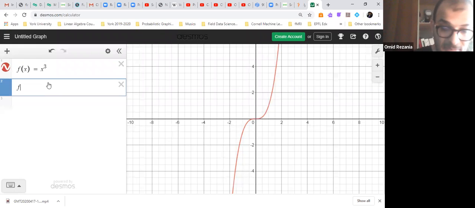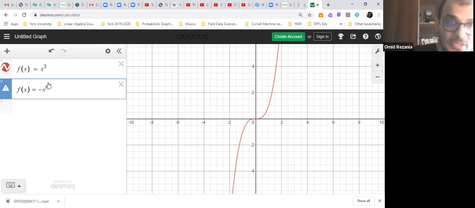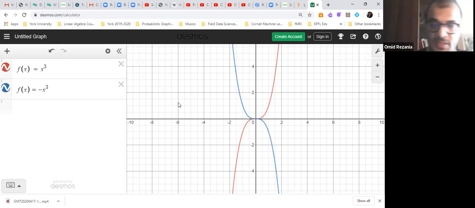Also, I'm just going to plot this function, f of x equals minus x to the power 3. Look at these two functions, guys. The blue one is minus x cubed. The red one is x cubed.